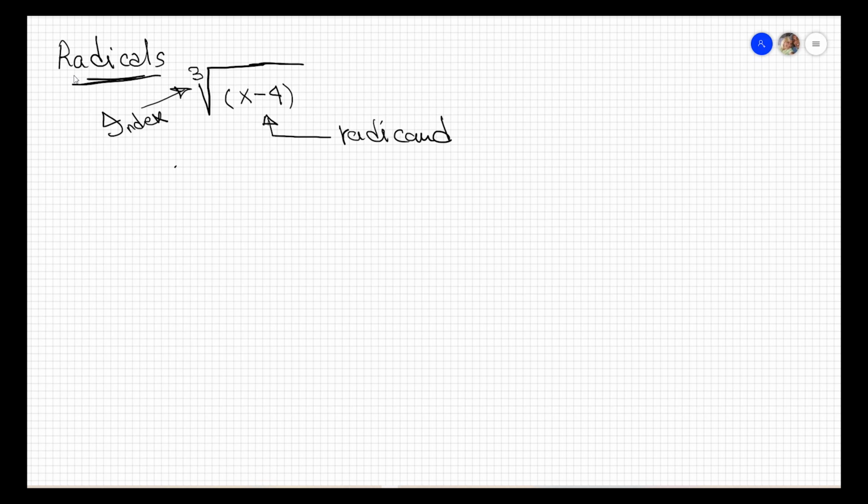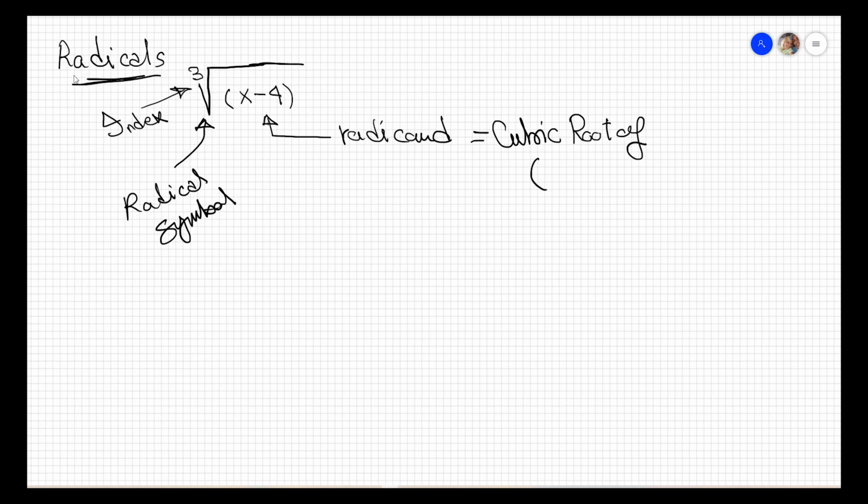And the root sign we call the radical symbol. Okay, so in this case we could call this one the cubic root of x minus 4. So this is the cubic root of x minus 4. We could delete this one.